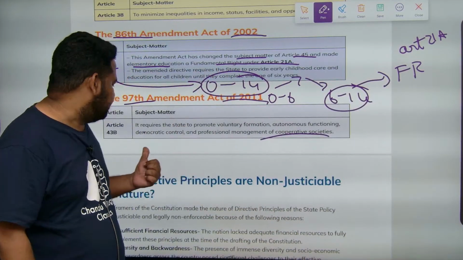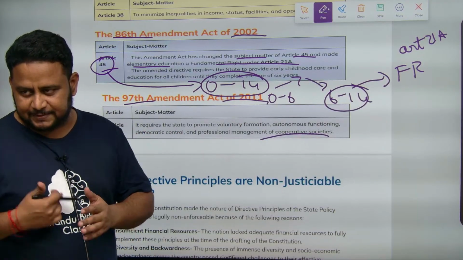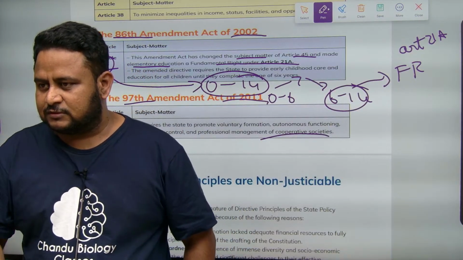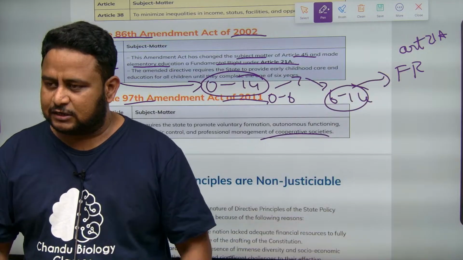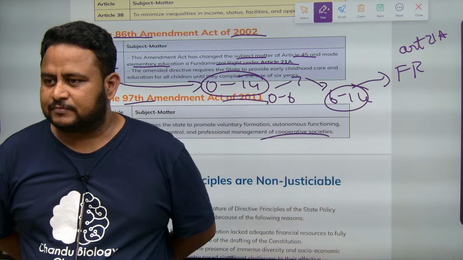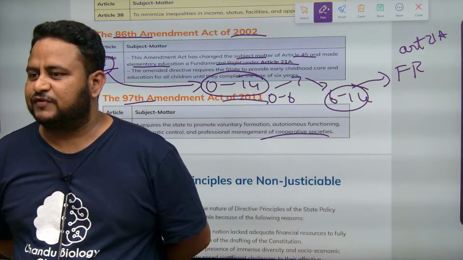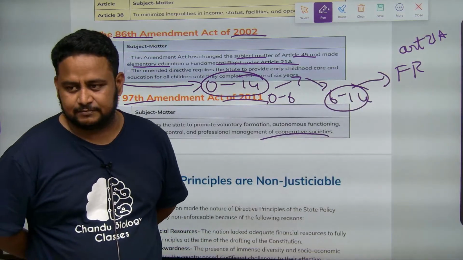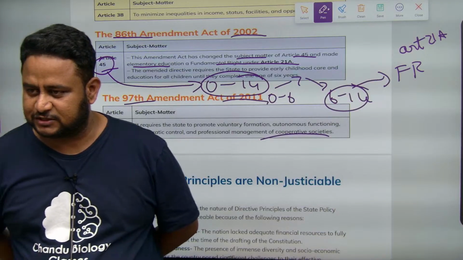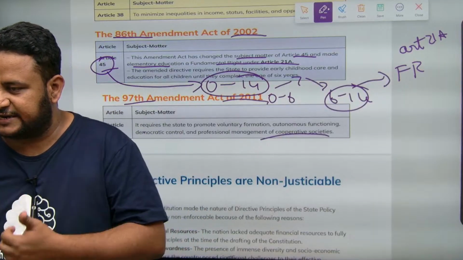So 43B is talking about cooperative societies. Got it? So let me repeat again. 42nd Amendment, 4 articles. What are those 4 articles? 39 is talking about development of children. And 39A is talking about free legal aid. And which article next? 43A is participation of workers in management of industries. 48A is environment.